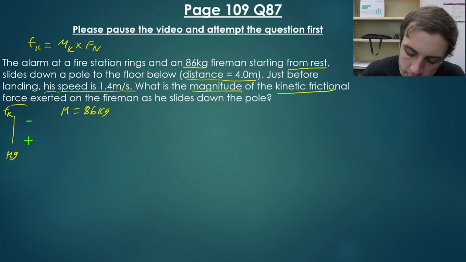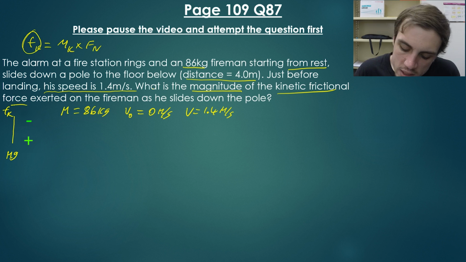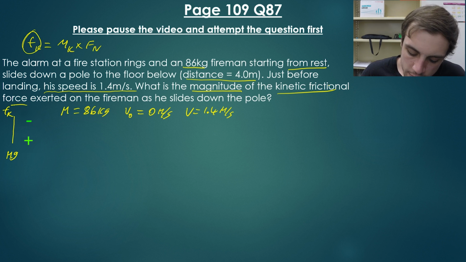Now he's starting from rest, so the initial velocity is going to be 0. We know that his final velocity is going to be 1.4. Now the magnitude of the kinetic friction, we don't know, so this is what we want. What is the magnitude of the kinetic frictional force? This is what we want up here.